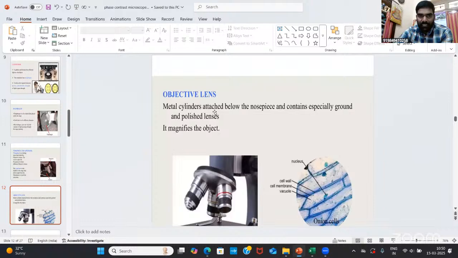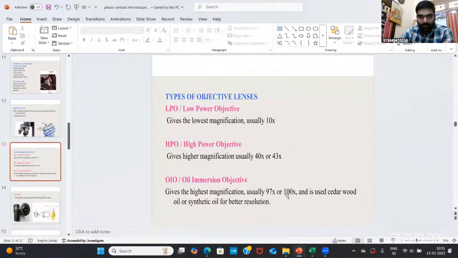Objective lens. Metal cylinders attached below the nose piece contain special ground and polished lenses. They magnify the object. So these objective lenses magnify the specimen, and we can see the nucleus and very small things like cell wall, cell membrane, vacuole.